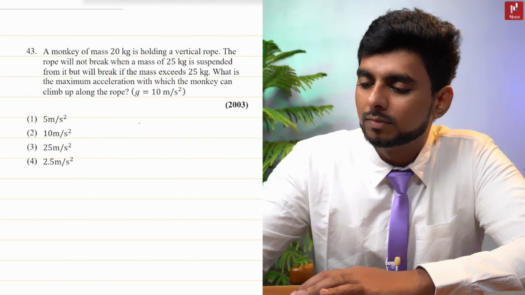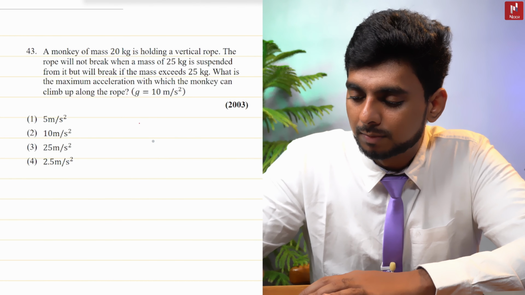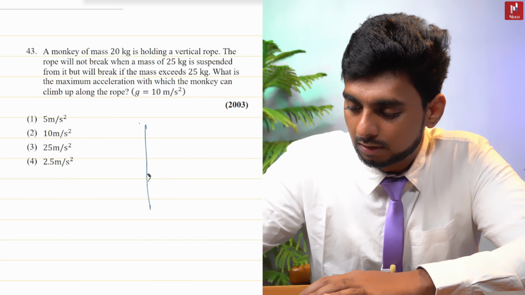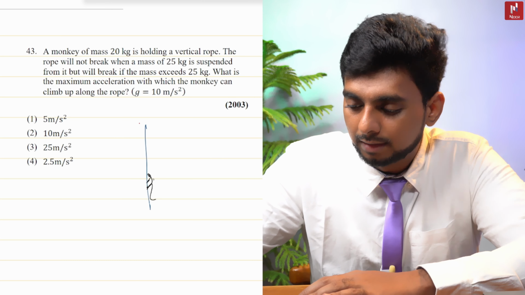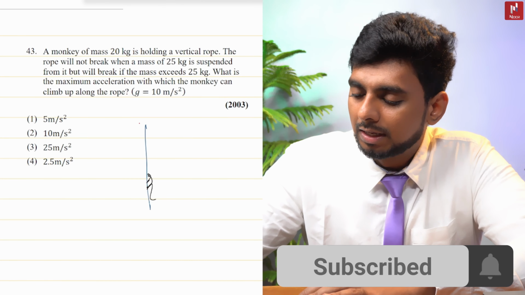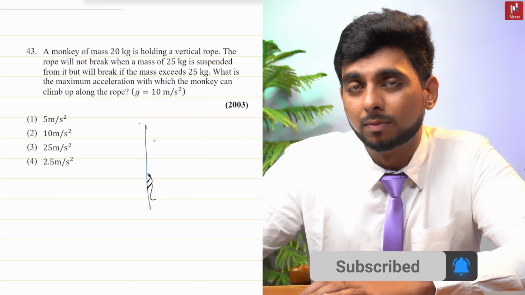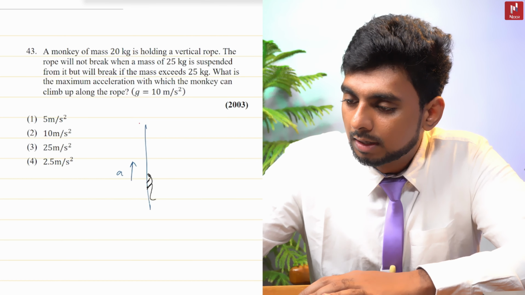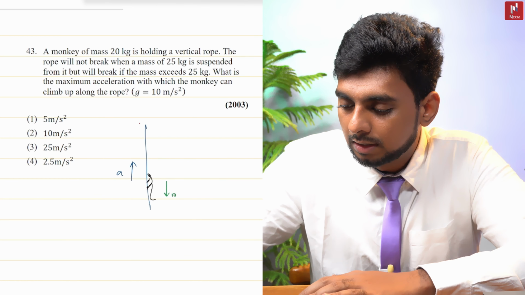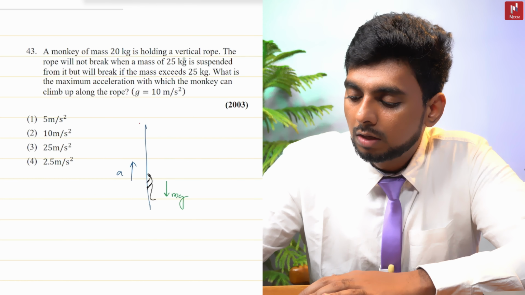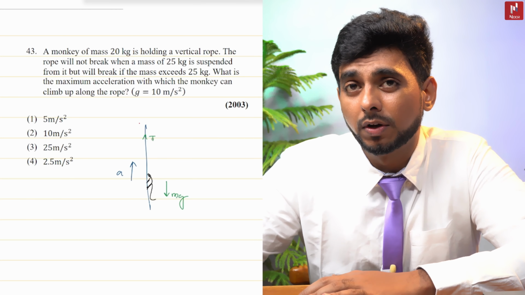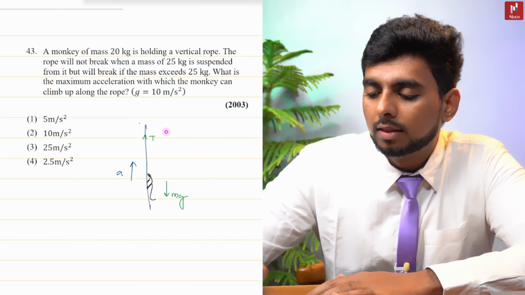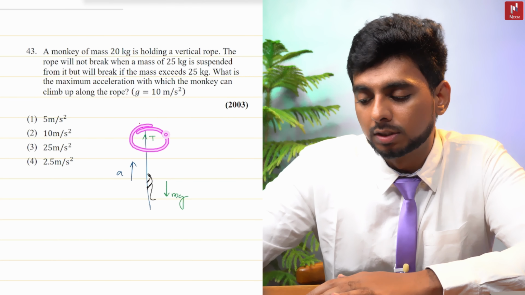Let me draw the diagram, you'll get it more clearly. So you have something like this. You have a rope. To this rope, there is a monkey that is clinging onto it, and it wants to move upwards with an acceleration of some a. So it is going to accelerate upwards. Got it? Same way, the weight mg is going to act downwards, and then you are going to have a tension that is going to get generated in this rope. Fine. So the tension in the rope is pretty obvious. This will be the entire force that is acting upwards on the system.